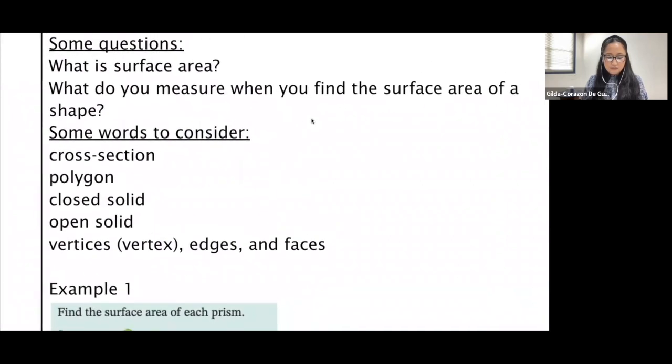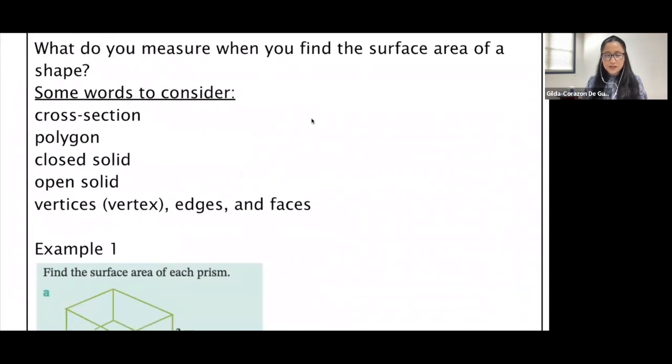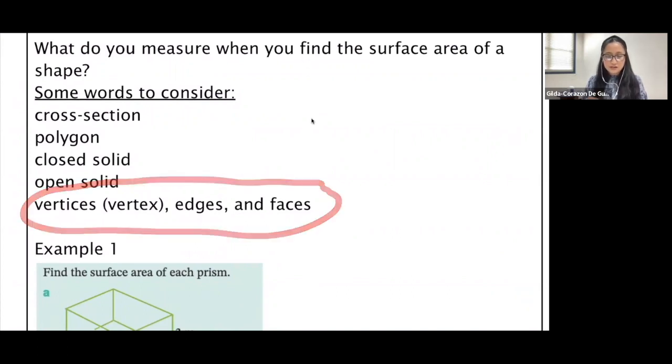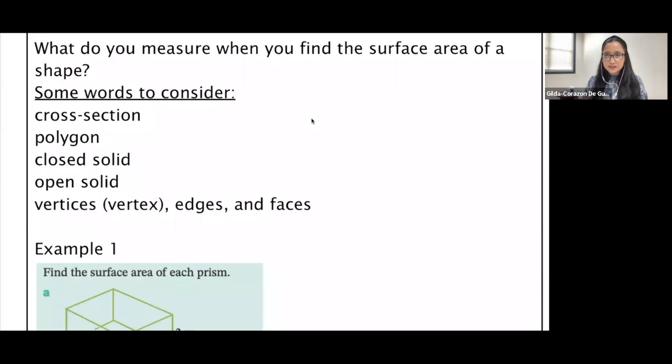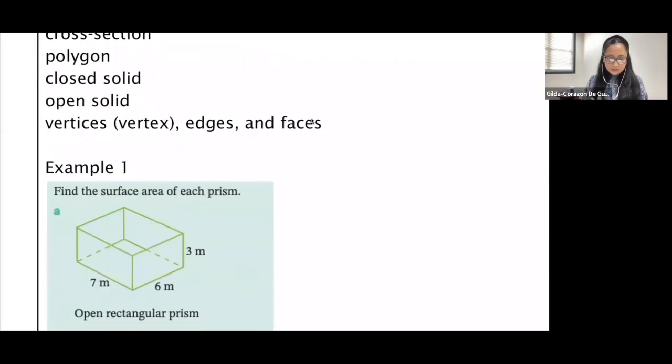So maybe another one would be a closed solid and an open solid, and we'll have a couple of examples that we'll be discussing today. And maybe you want to find out what would be the parts of a prism. Vertices would just be the plural form for vertex. You've got your edges. These are what you call your edges, right? And your faces would be that shape there, okay?